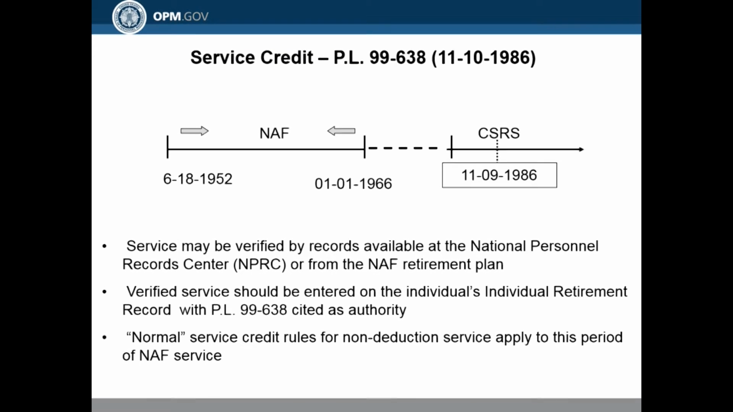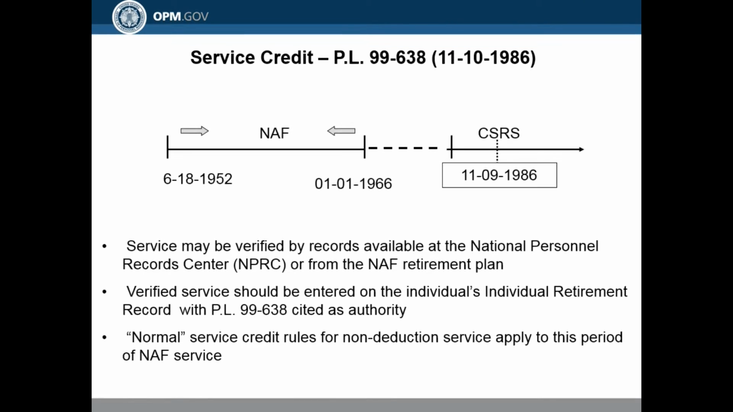So again, with this, service may be verified by records available at the National Personnel Records Center. So you're going to have to verify the service here. You're going to have to find out if there is service from the NAF retirement or from this NAF plan. Verified service should contain the individual's retirement record and Public Law 99-638 cited as the authority, and the normal service credit rules for non-deduction service apply to this period of NAF time. So we're treating it like non-deduction service in this time, right?